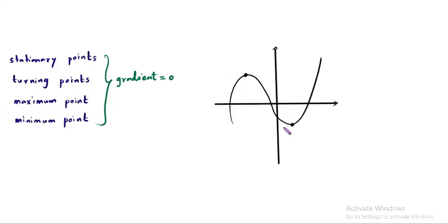So when we consider a cubic graph like this, as you can see here, I have drawn a cubic graph. The moment you see the term stationary point, turning points, maximum, minimum point, we need to understand that the gradient will be equal to a 0. So at this point, even if we draw a tangent, we know that we will find that the gradient will be equal to a 0. So that is why these points actually mean that the gradient is equal to a 0.